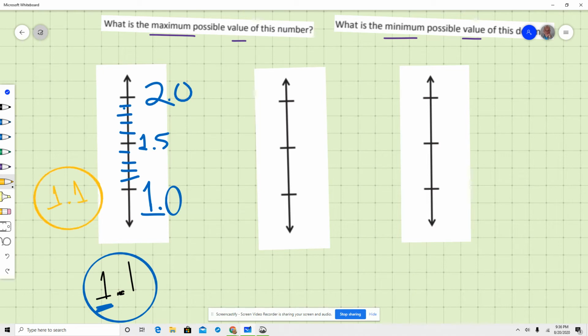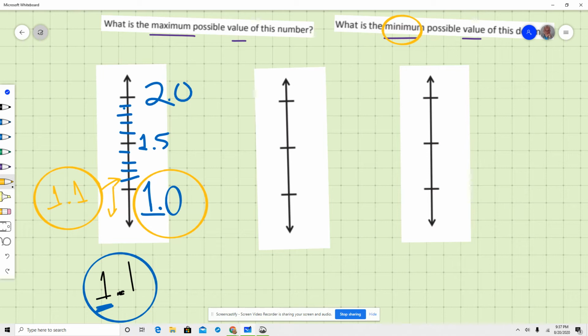1.1 is going to be located here. Okay? Now, when it's located there, it is really close to 1.0. So that means this number is going to round to 1.0. Now, that's the minimum value to round 1.2 to 1.0.